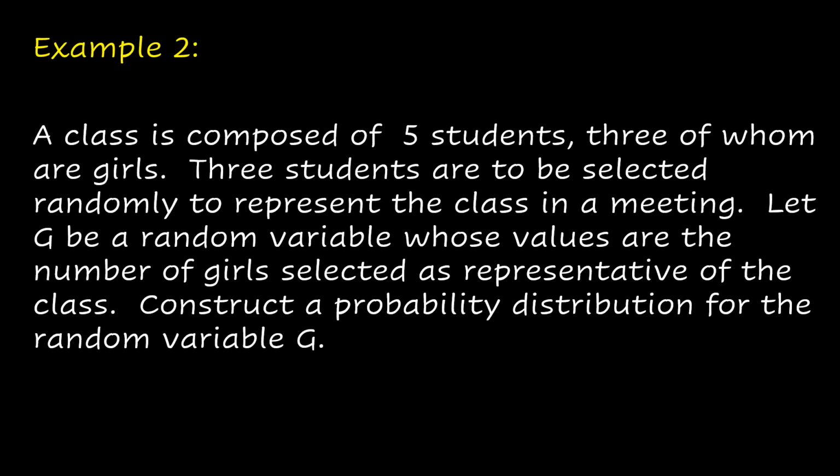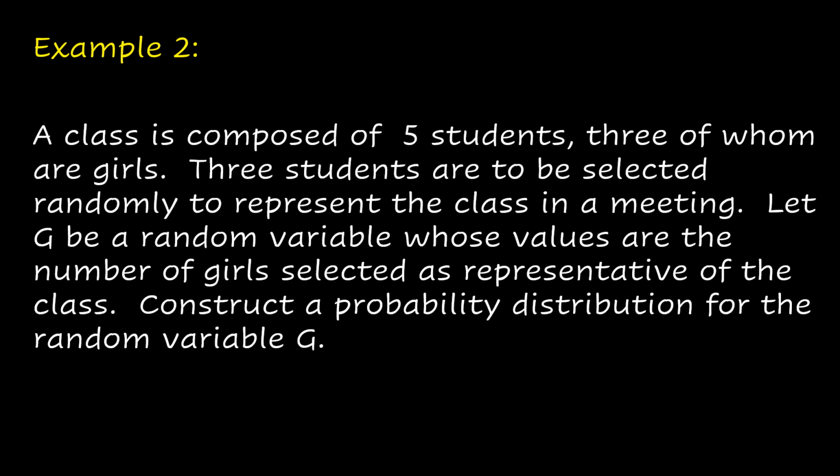Here's our example number 2. A class is composed of 5 students, 3 of whom are girls. 3 students are to be selected randomly to represent the class in a meeting. Let G be a random variable whose values are the number of girls selected as representatives of the class. Construct a probability distribution for the random variable G.